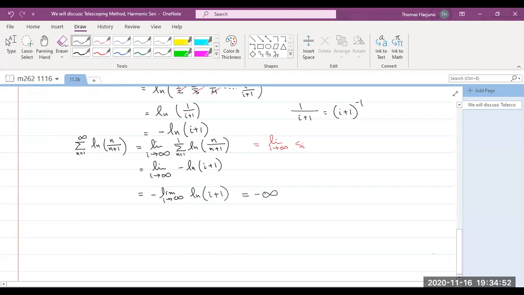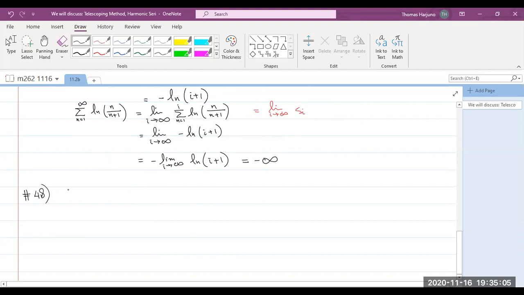Now, with that said, let's do the hard one. I think number 48 is actually quite difficult. Number 48, we need to find the summation from n equals 2, not from 1, up to infinity of 1 over n cubed minus n.